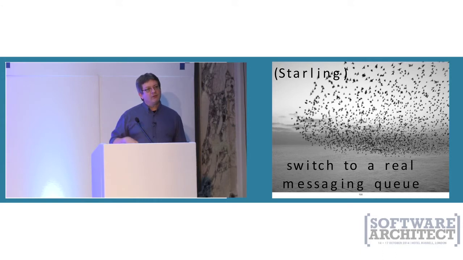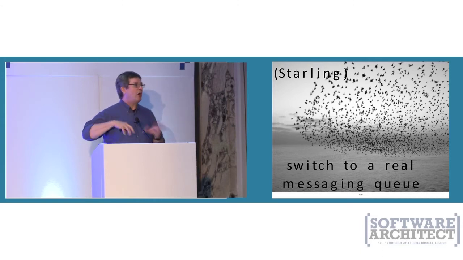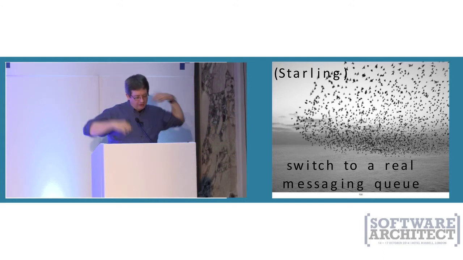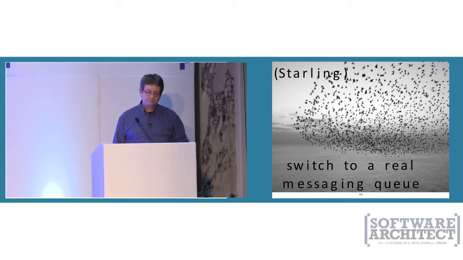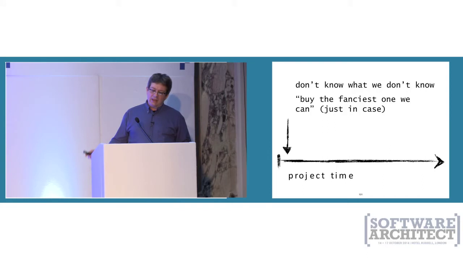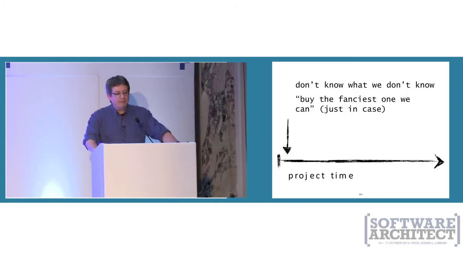It took one pair of developers less than a week to swap out all the background RB stuff for Starling and had no impact on any other developer on the project while they did that. So let's see what happened there. Remember what I said before, that at the very beginning of the project, the main characteristic is you don't know what you don't know.